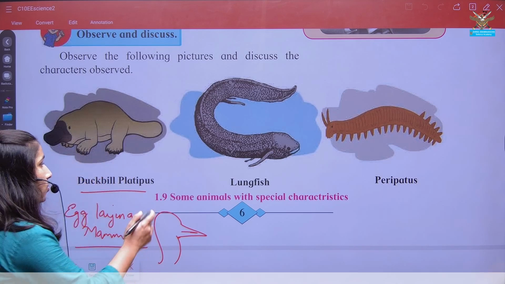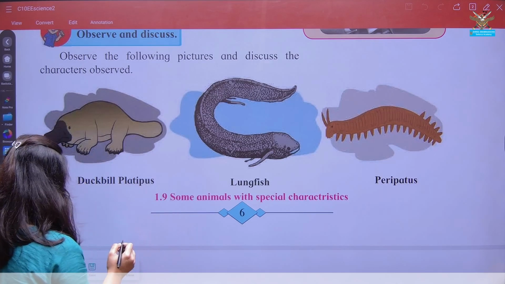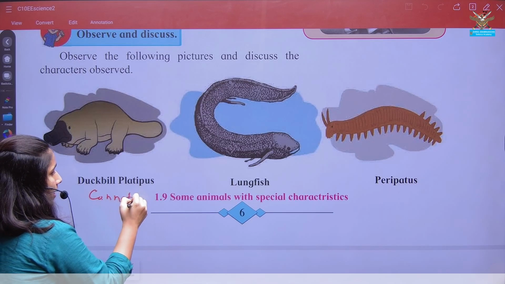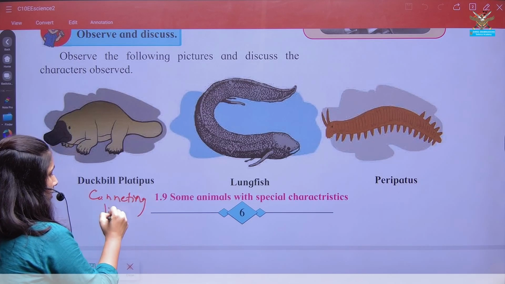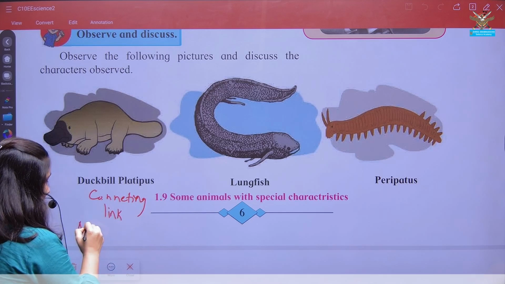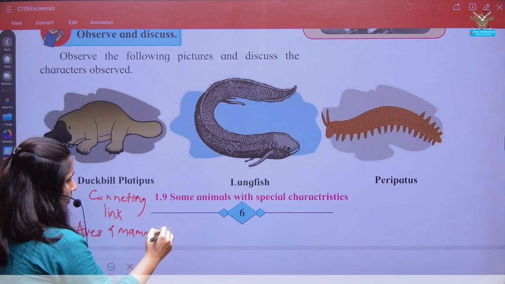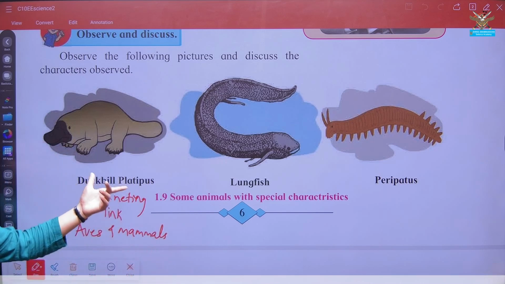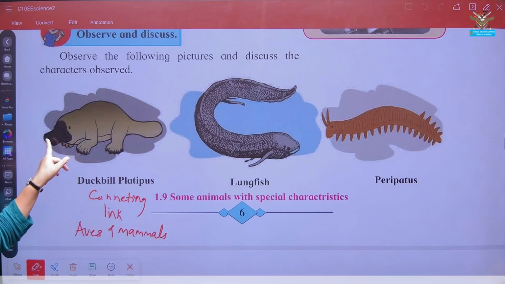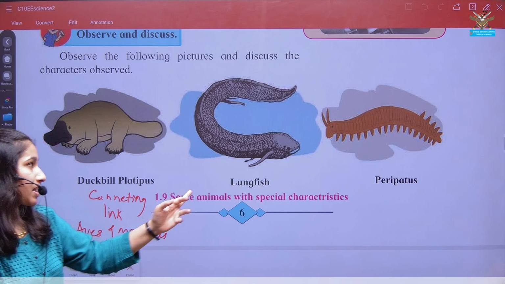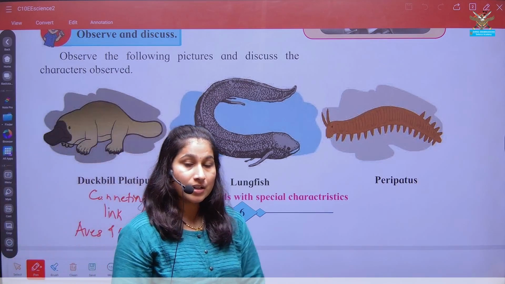So it shows that it is a connecting link between aves and mammals, because the egg-laying character is shown by birds, right? This beak is present only in birds, not in mammals. Do we have this beak? No, we possess a lip-like structure. In the same way, lungs and lungfish.